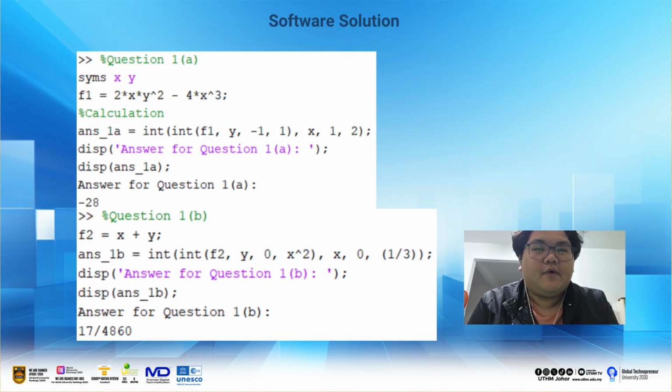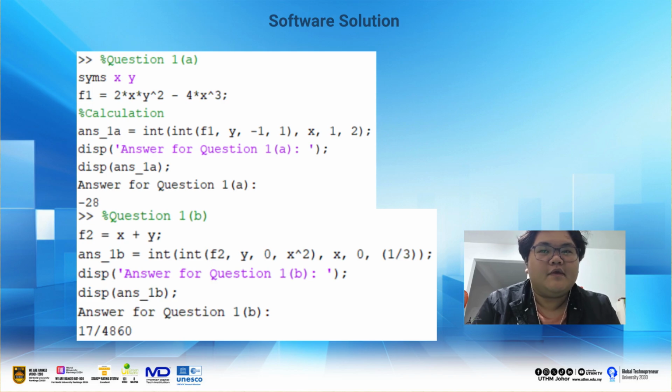For the calculation part, we need to integrate twice. For the dy, it is int f1 comma y, which means with respect to y, then comma -1, which means the lower limit is -1, comma 1, and the 1 is the upper limit. For the outside, which is int of the first function with respect to x, the lower limit is 1 and the upper limit is 2. Then we display the answer, and the answer is -28.